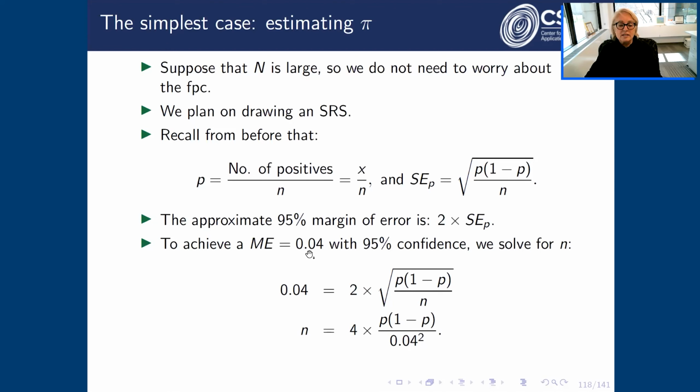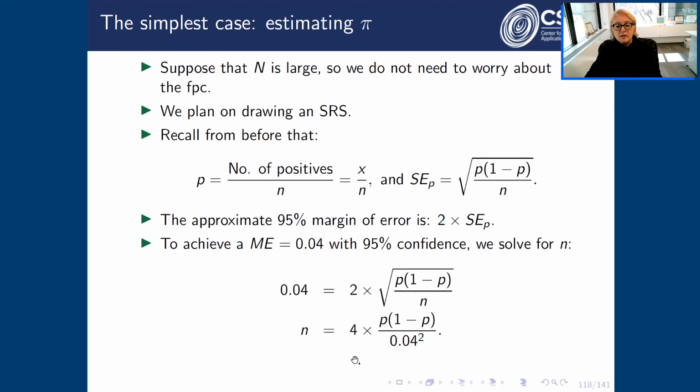So I want my p to be within 0.04 of the true pi with 95% confidence. Well, what am I going to do? If the margin of error is 2 times the standard error, and I know that the margin of error is 0.04, then I know that 0.04 is 2 times the standard error.